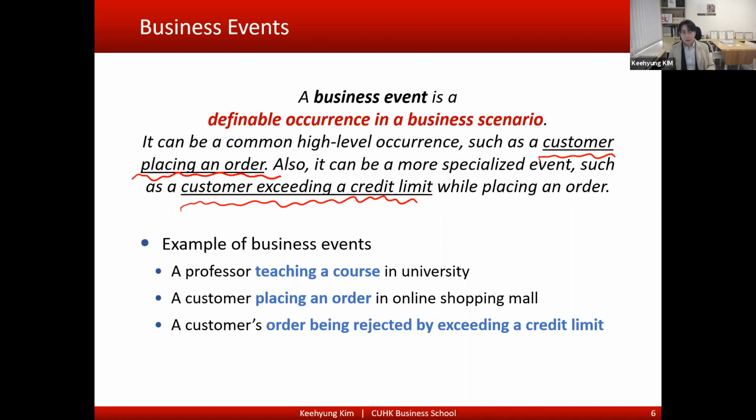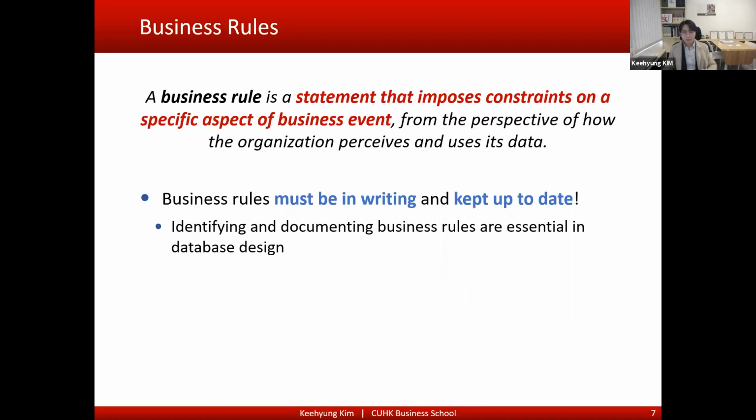So the next step is this. Once you identify what kind of business events exist in your company, the next step is identifying and inferring the business rules. What kind of rules exist in each business event? A business rule is defined as a statement that imposes constraints on a specific aspect of a business event from the perspective of how the organization perceives and uses its data. Business rules must be in writing and kept up to date.